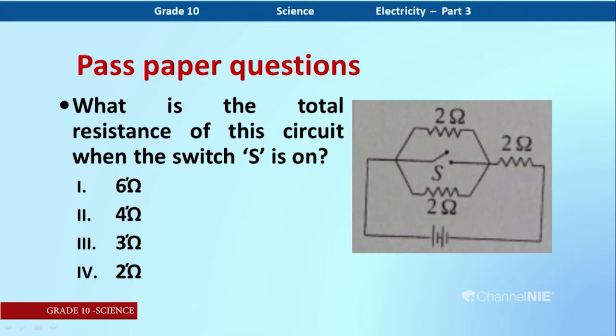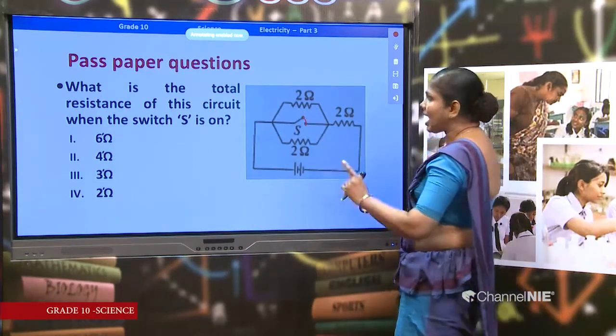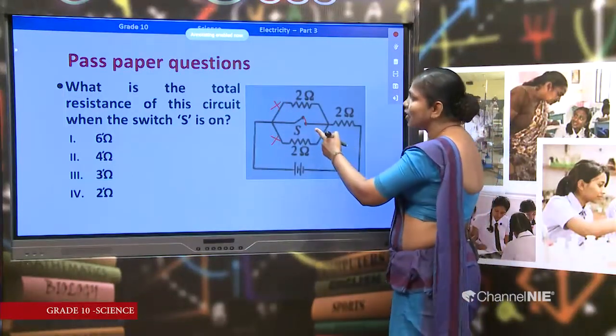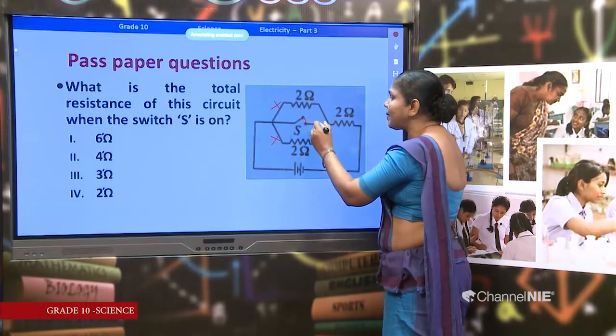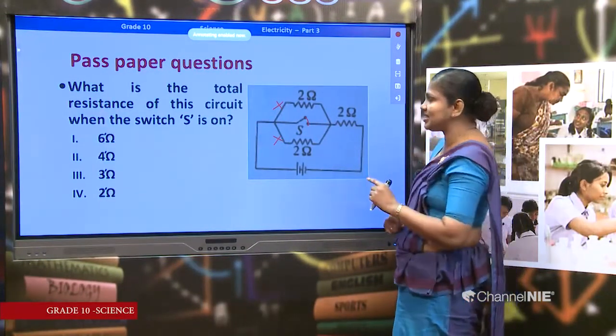See, what is the total resistance of this circuit when the switch S is on? Now you might think, children, that there are two resistors and a switch S connected in parallel and another two resistors connected in series. Children, remember, when the switch S is on, the current doesn't flow through the resistors. Why? When the switch S is on, this is the path that has zero resistance.